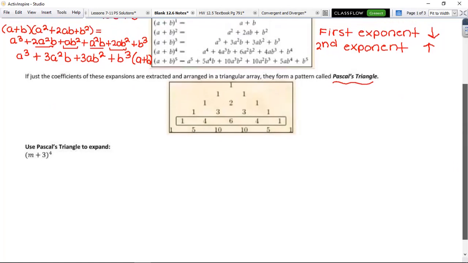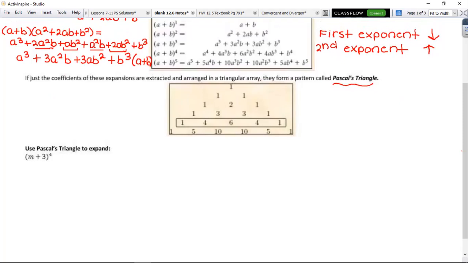So your first example says to use Pascal's triangle to expand. So I have m plus 3 to the 4th power. So I'm going to look up here to the 4th power, and I am going to grab this expansion right here and put my m plus 3 into this formula. So I take this line right here and use it down here.